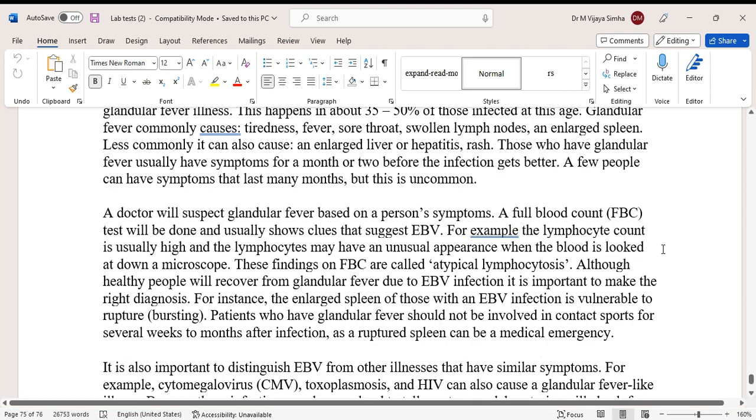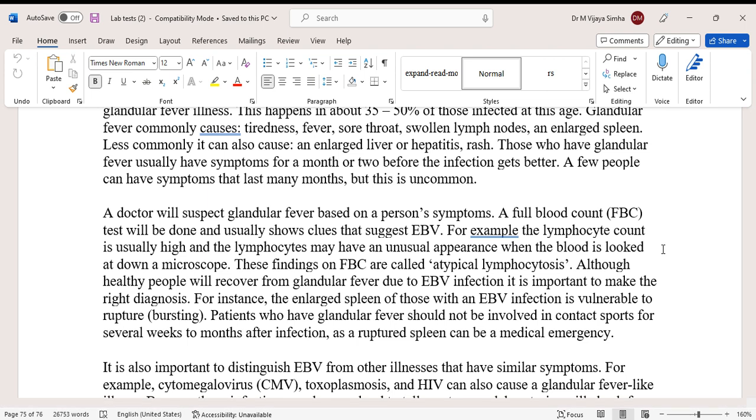A doctor will suspect glandular fever based on a person's symptoms. A full blood count will be done and usually shows clues that suggest EBV. For example, the lymphocyte count is usually high and the lymphocytes may have an unusual appearance when the blood is looked at under a microscope. These findings on FBC are called atypical lymphocytosis.